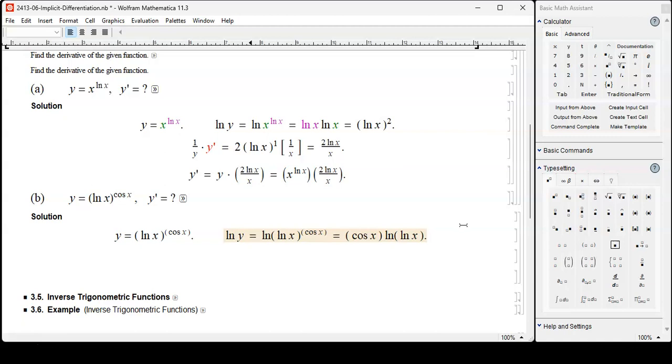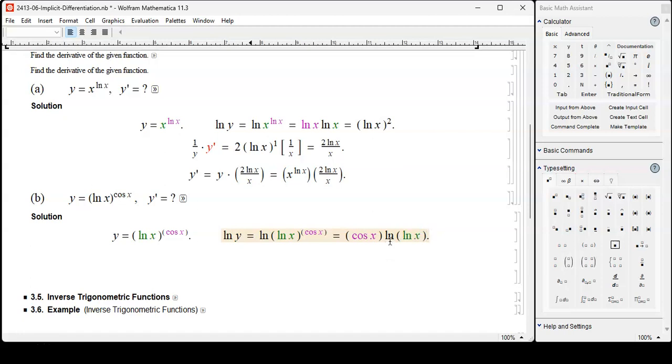Does everything look okay? Let's see, here log of x is the base, highlighting in green. Sorry about the typo. And then cosine of x to the power, highlighted in purple. So here, log of x, the base, and cosine of x is the power. And then using the log rule, power comes out as coefficient, and then this one stays where it was.